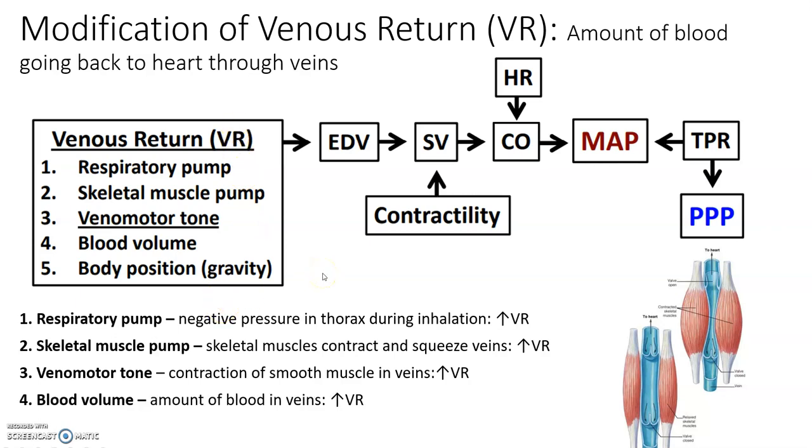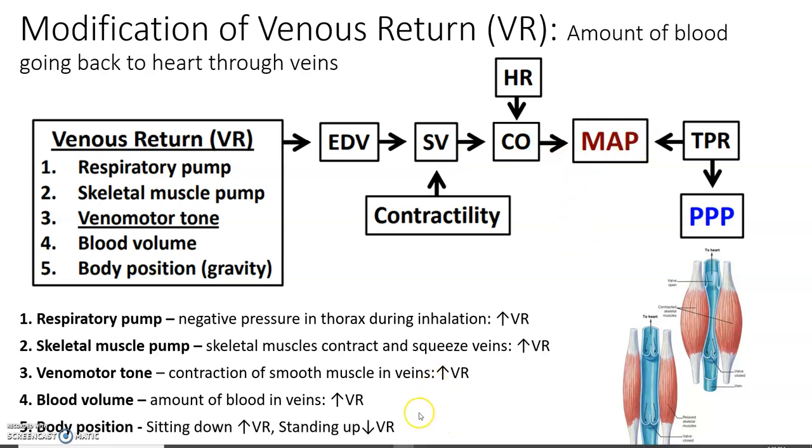Next, we have blood volume. Blood volume is the amount of blood in veins, so if blood volume is higher, then venous return is higher, and then its effect on MAP is the same. The way that we can affect blood volume is, let's say, a transfusion. Maybe you can gain blood that way. Our kidneys also play a role in blood volume, and if we have an injury and we lose blood, then we can actually see venous return go down, and then we can see all of these things go down, like end diastolic volume, stroke volume, cardiac output, and then a decrease in MAP.